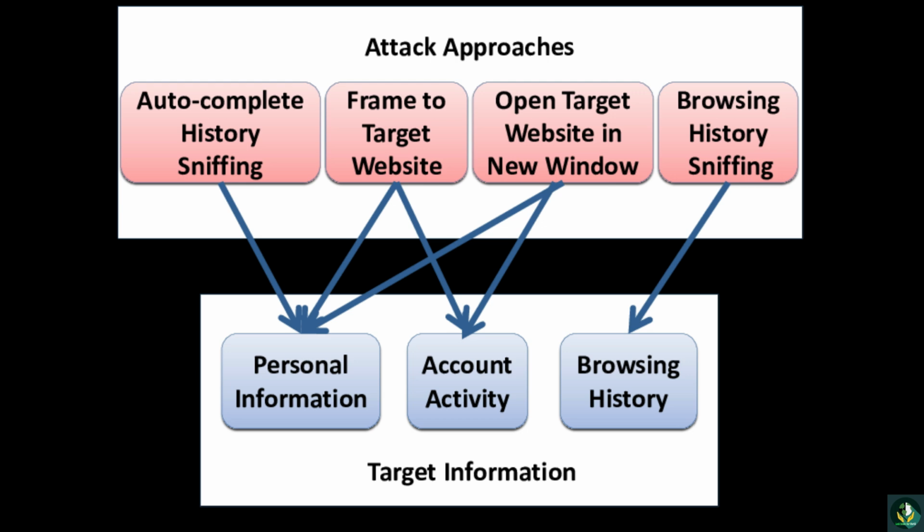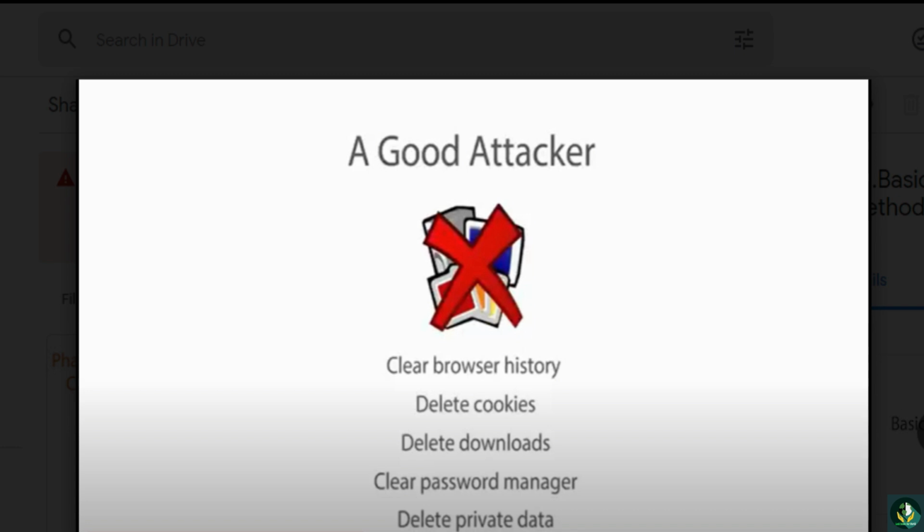Exploiting same origin with browser history. Browser history attacks leak sensitive information regarding different origins. A good attacker first clears browser history, deletes cookies, deletes downloads, clears the password manager, and deletes private data. Browser history attacks leak sensitive information regarding different origins. They allow you to determine what origins the user has been visiting.